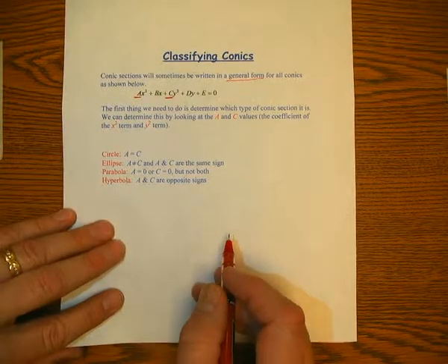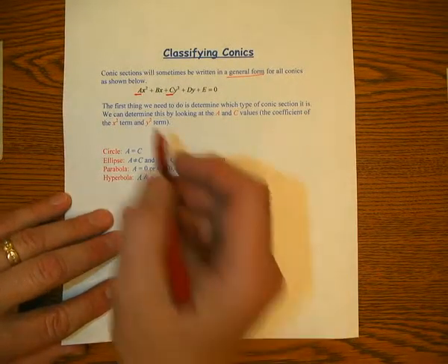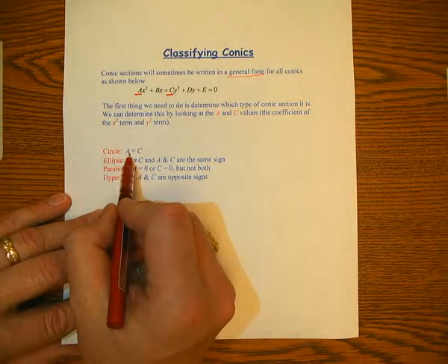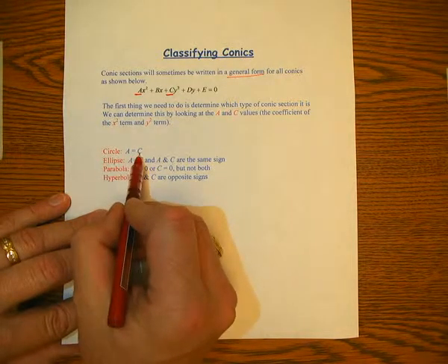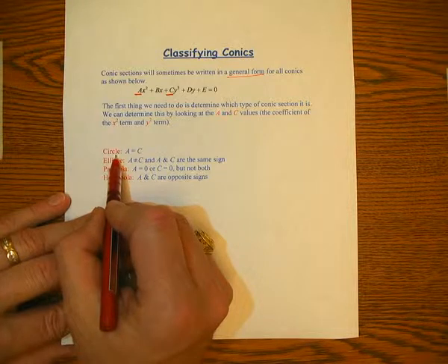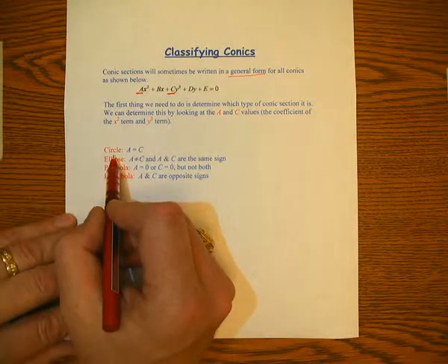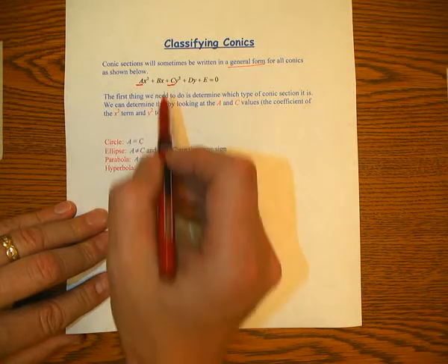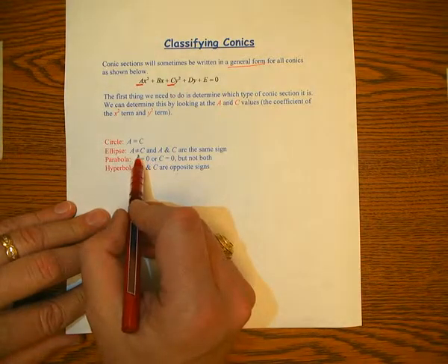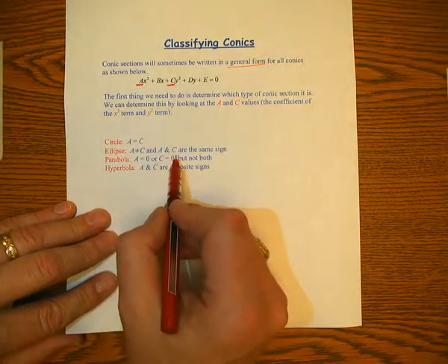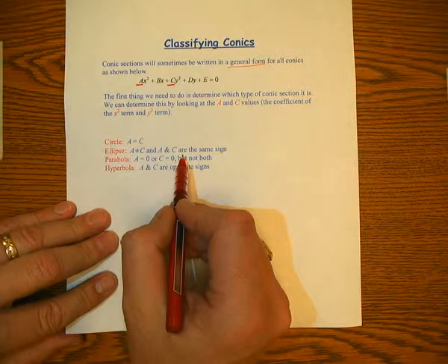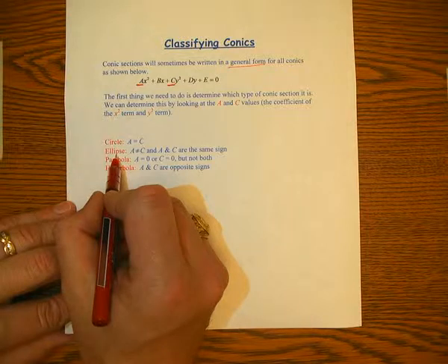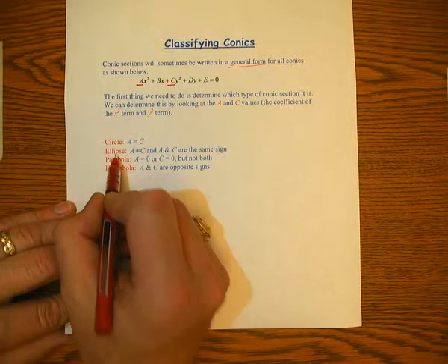And so how we tell what type of conic section it is going to be dependent upon what those values are. If those two values are equal to each other, then you have a circle. If those two numbers are not equal to each other, but they are the same sign, then what you have is an ellipse.